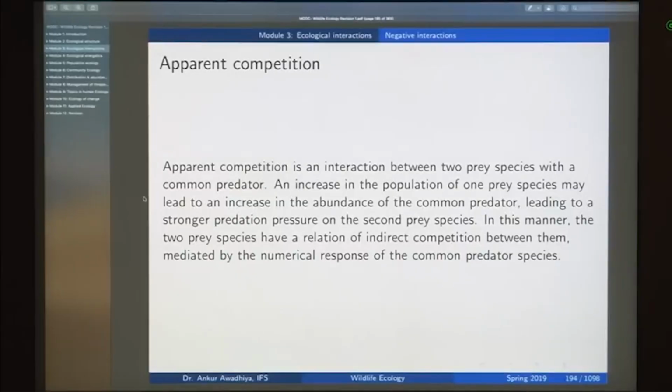An increase in the population of one prey species, in this case cheetal, may lead to an increase in the abundance of the common predator, that is tiger, leading to a stronger predation pressure on the second prey species which is sambar. In this manner, the two prey species have a relation of indirect competition between them, mediated by the numerical response of the common predator species.